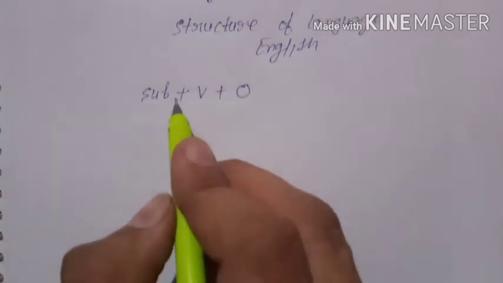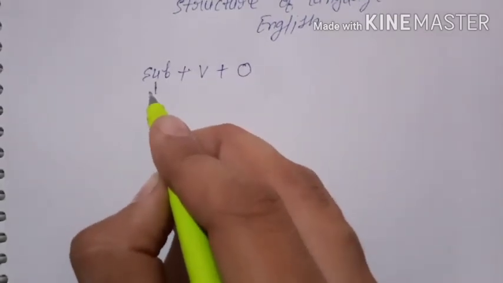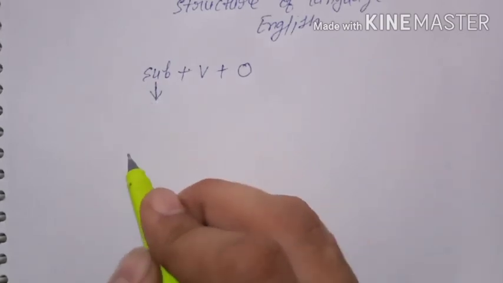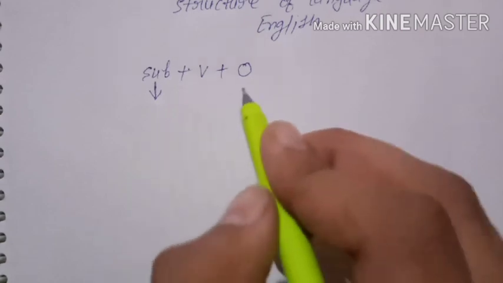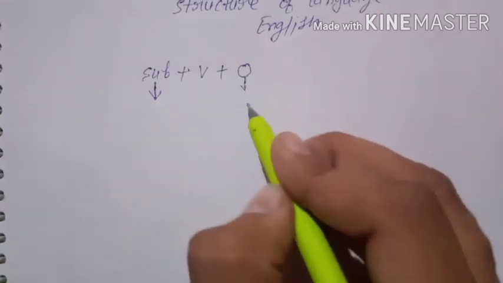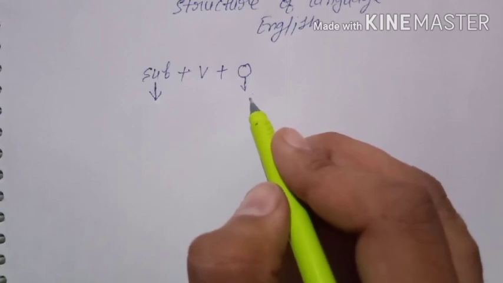Now we will talk about subject, verb and object. What is subject? Subject is the doer. Doer means the person who is doing an action. Who is doing an action is subject. And object is a thing, a noun. It may be person or thing, on which the effect of action is going on.